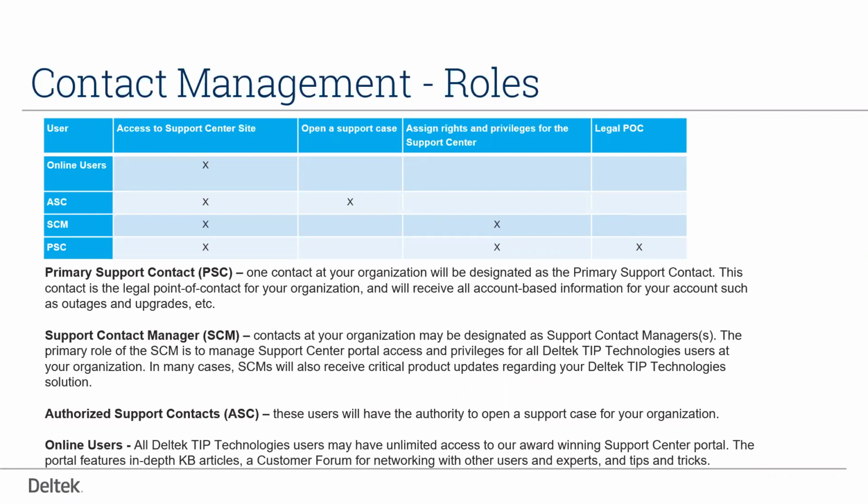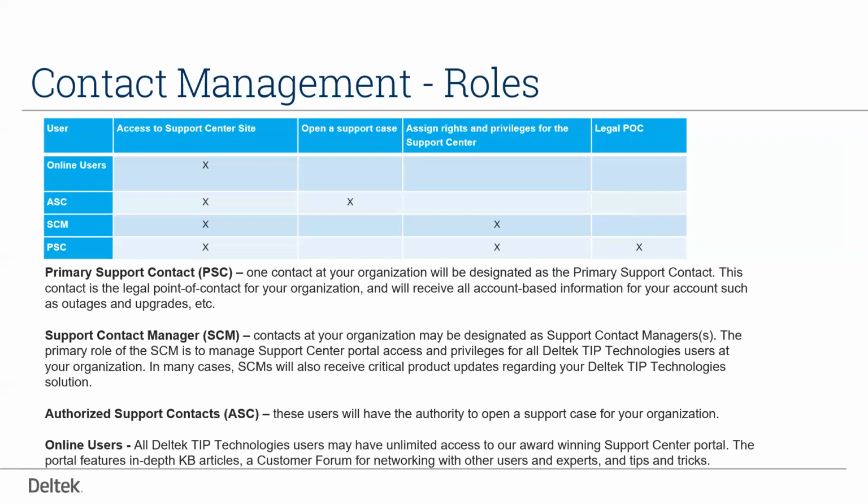Support contact managers are the folks who can add people from your organization to get into the support center and set these roles. We are going to make everybody that's created a case in the past 2 years with your TIP team a support contact manager, as well as being an authorized support contact. These ASCs are the folks that can actually interact with the support team. Then an online user is everybody that has access to the support center. And in just a moment, I'll show you how you can toggle that on and off.